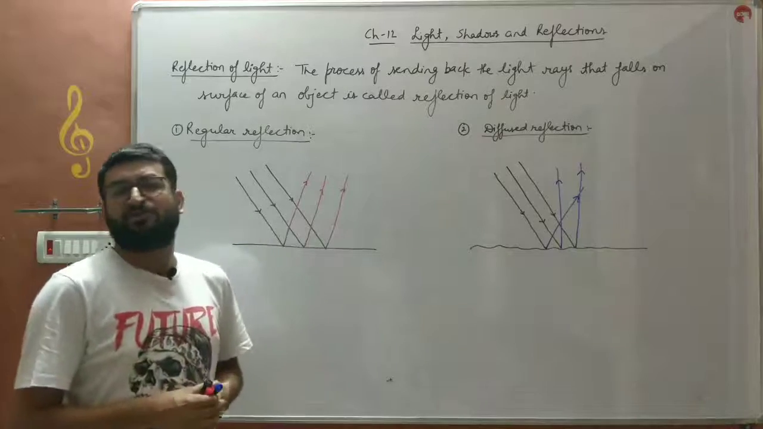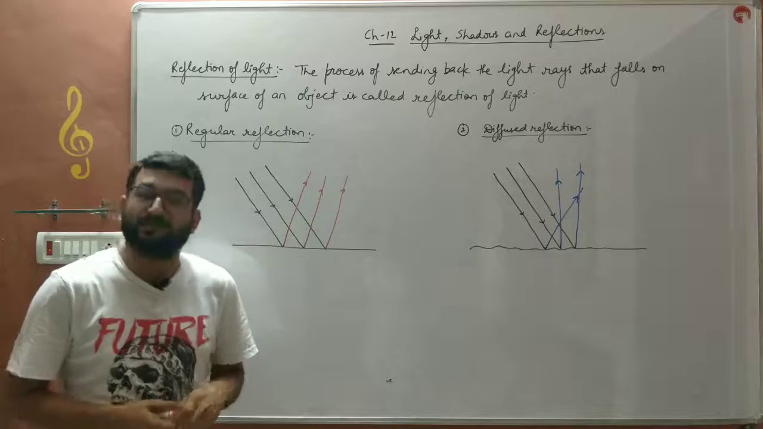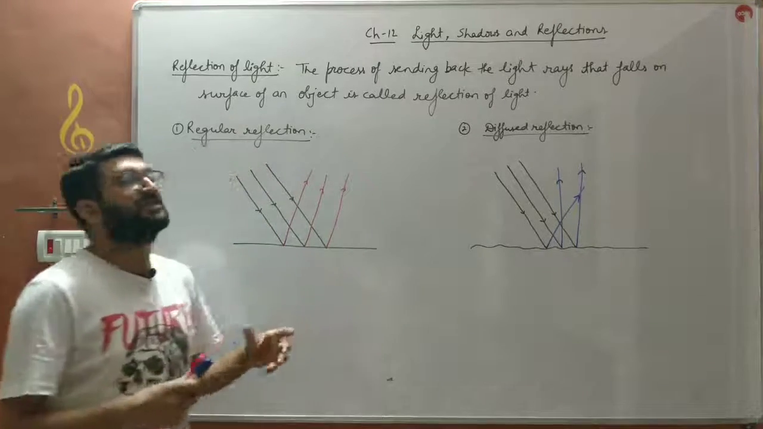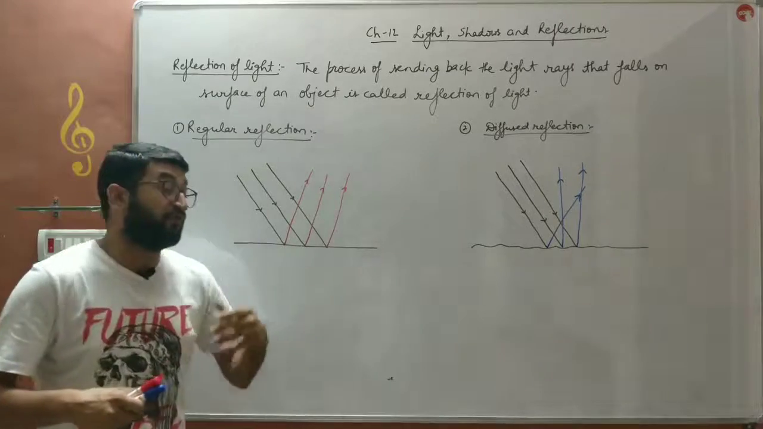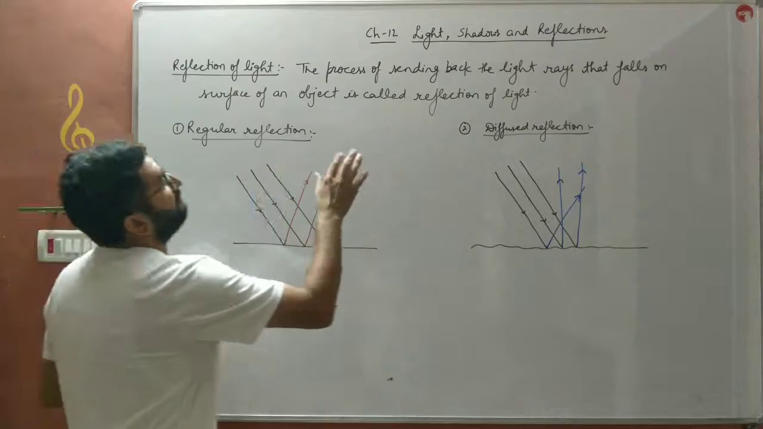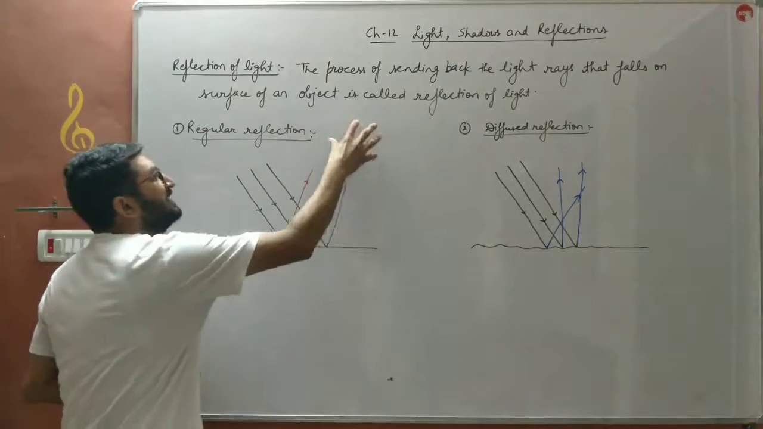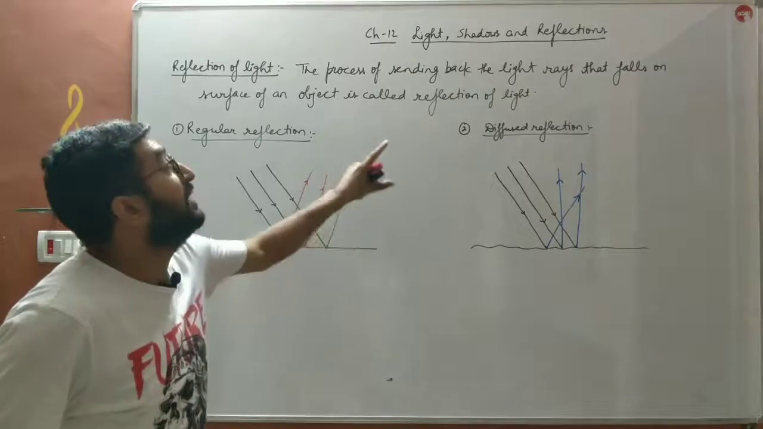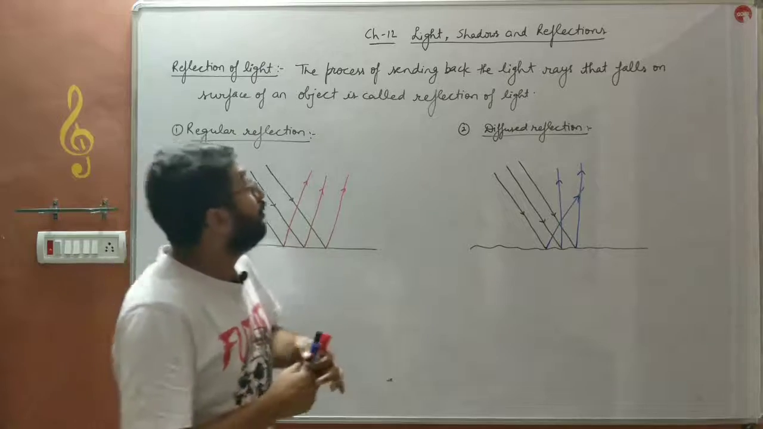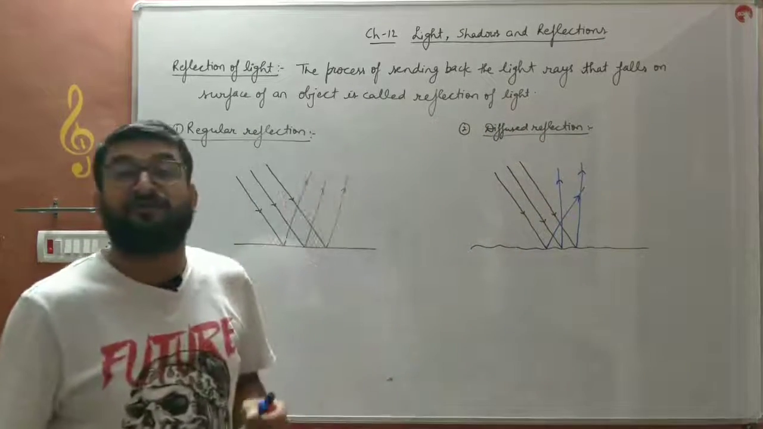Now we will discuss the next topic, that is reflection of light. What is reflection, bache? The bending back or sending back of the light when it strikes a surface, when it falls on a surface, that is known as reflection of light. Whensoever light rays fall on an object, bache, then they will bend back, they will reflect back, and that is known as a reflection. Because of the reflection of light, the images of an object are formed.